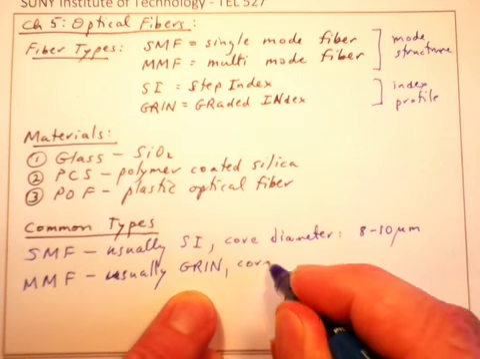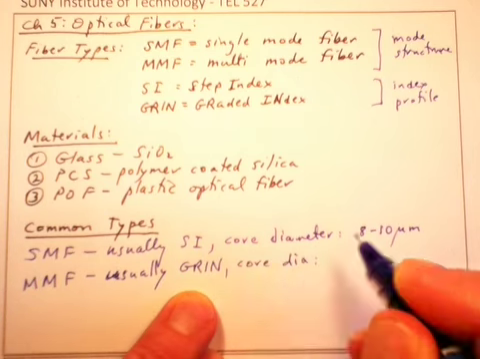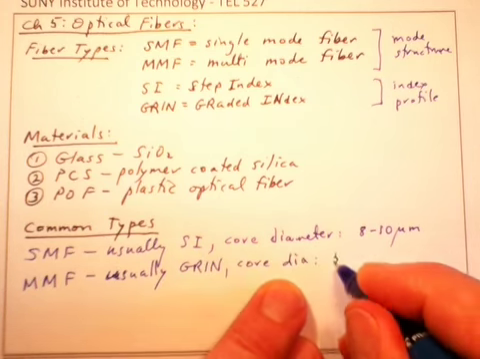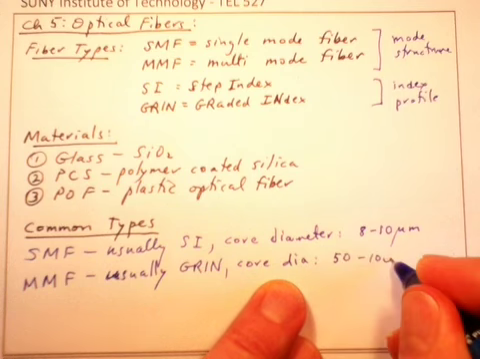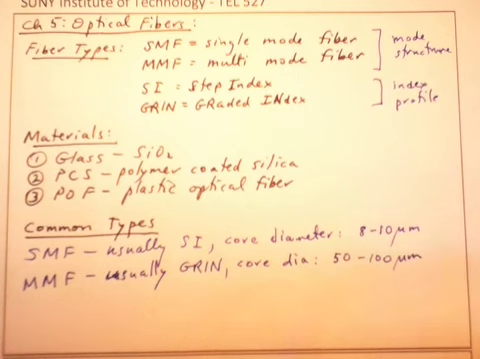And the core diameter is typically anywhere from 50 to 100 microns. And we saw that in Chapter 4, where we know that the thicker the waveguide, the more modes it will support. That was our mode diagram. That's the diagram you're making on the spreadsheet.